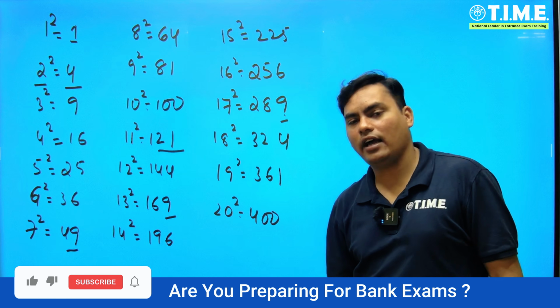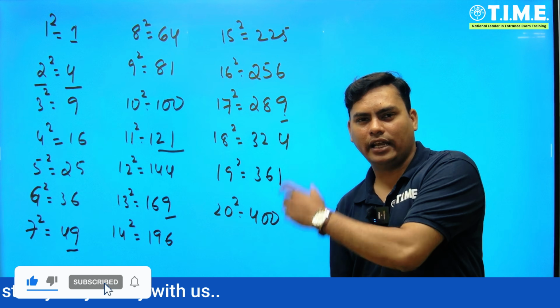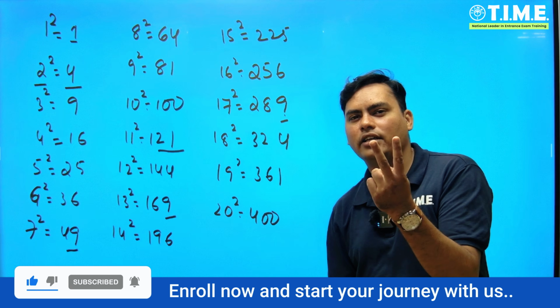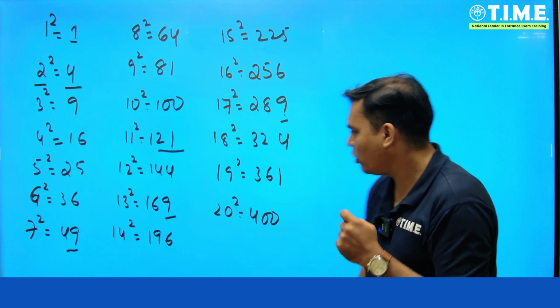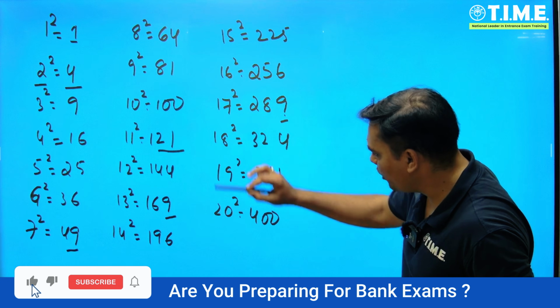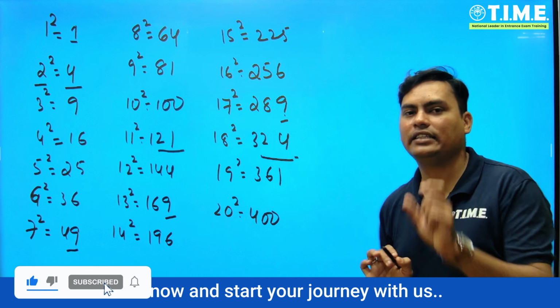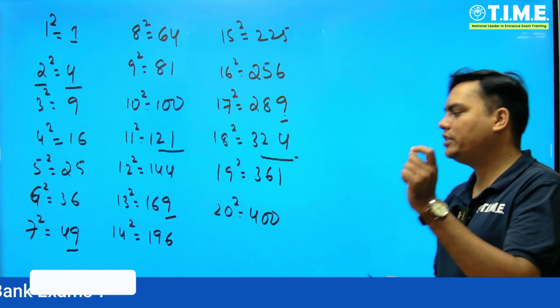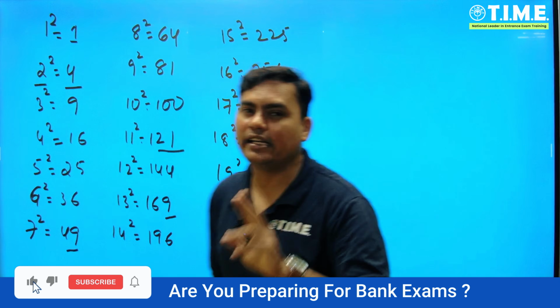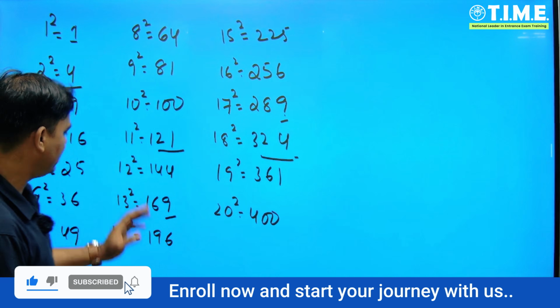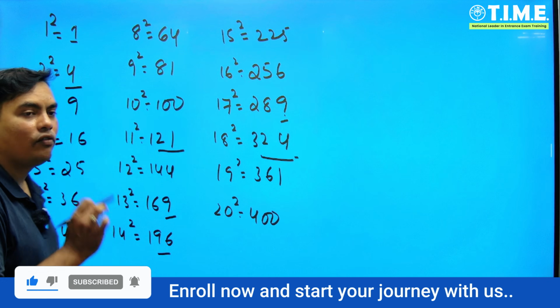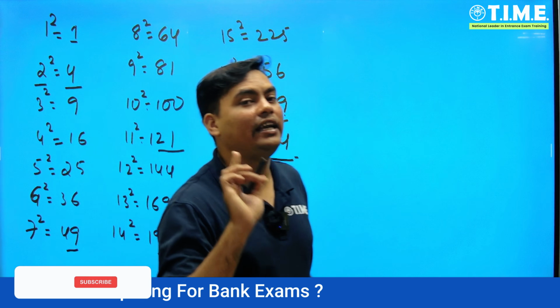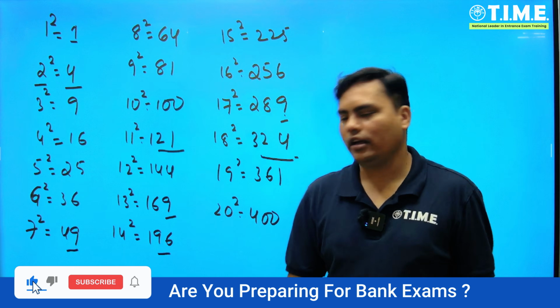If I ask you, is there any square which has the last two digits as 24? If you observe, 24, 24, 24, yes, it is here. That is 18 square, which will have 24. Is there any number which has the last two digits as 96? 96, 96, 96. Yes, sir. That is 14 square, which will end with 96. Got it, everyone?